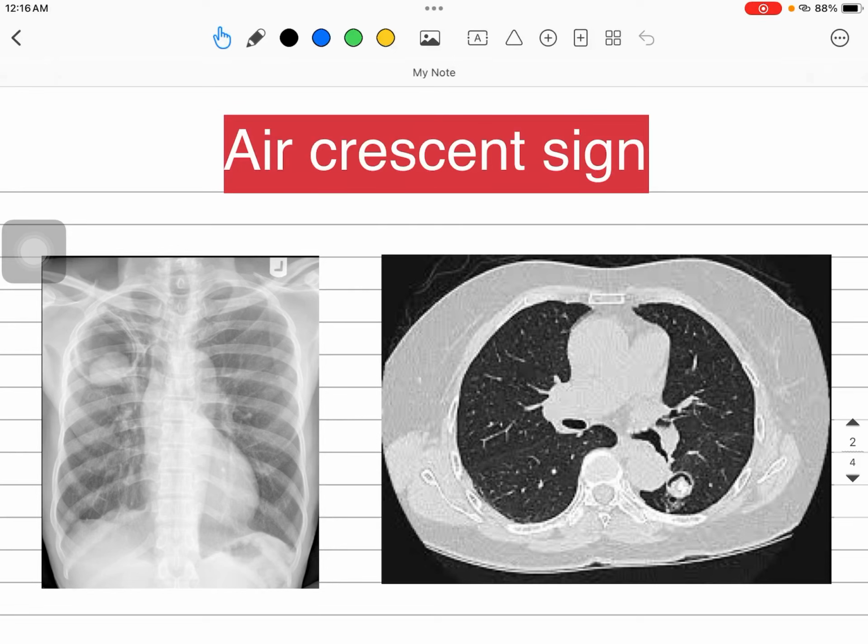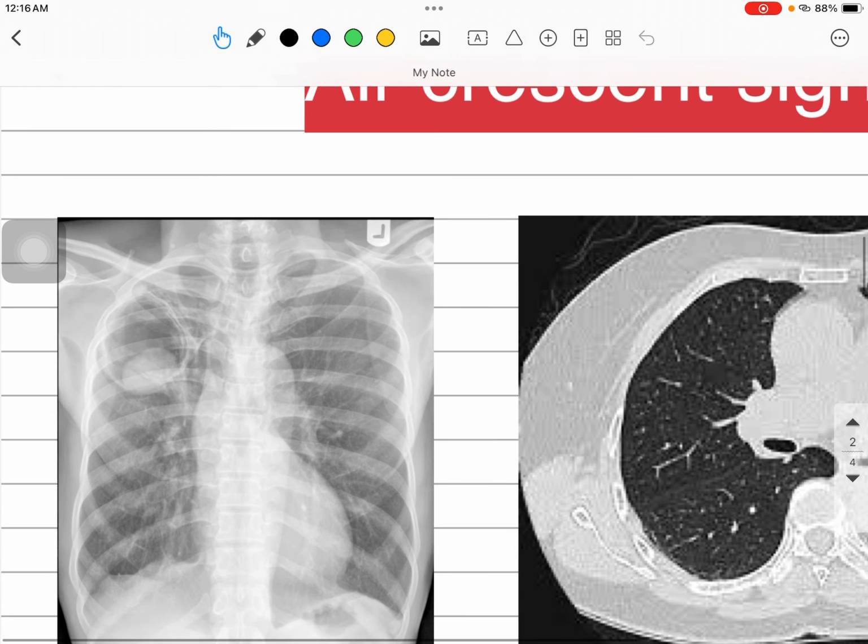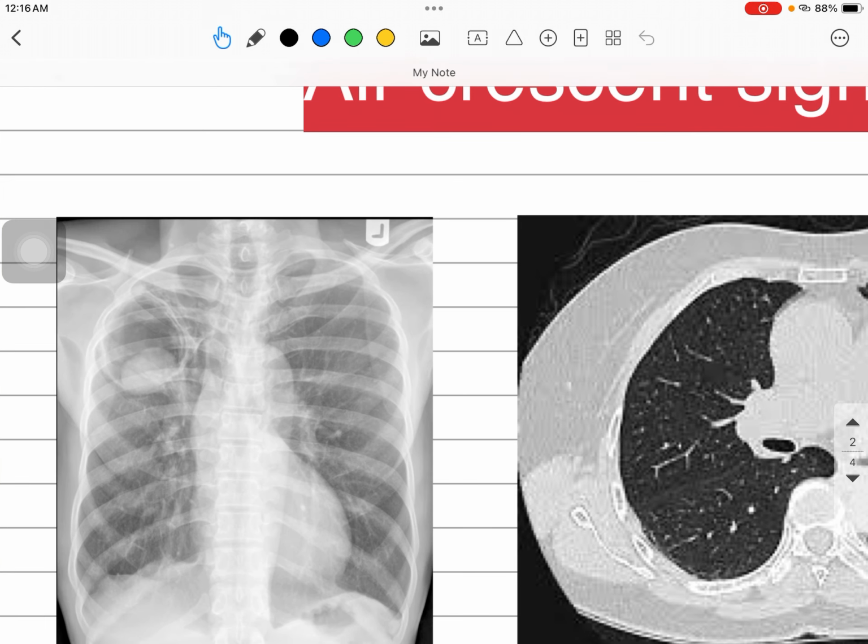So good evening everyone, and today we will be discussing the air crescent sign. The air crescent sign is nothing but a crescent of air which is surrounding a soft tissue mass.